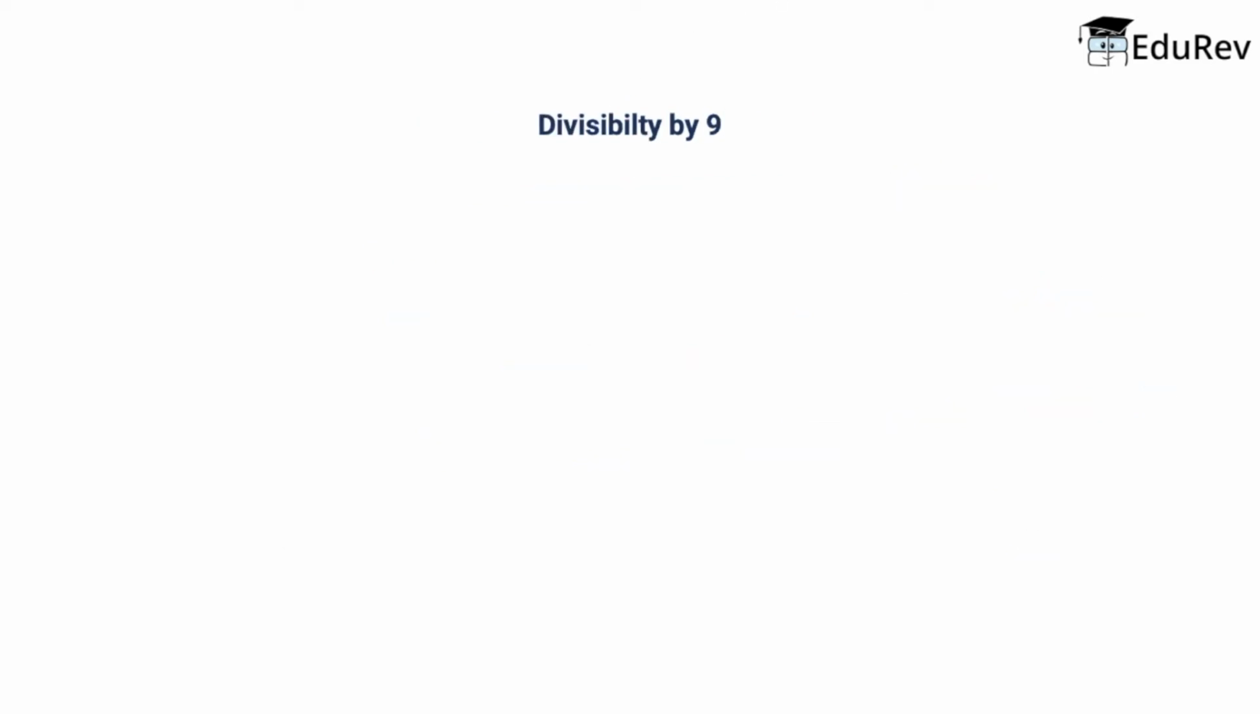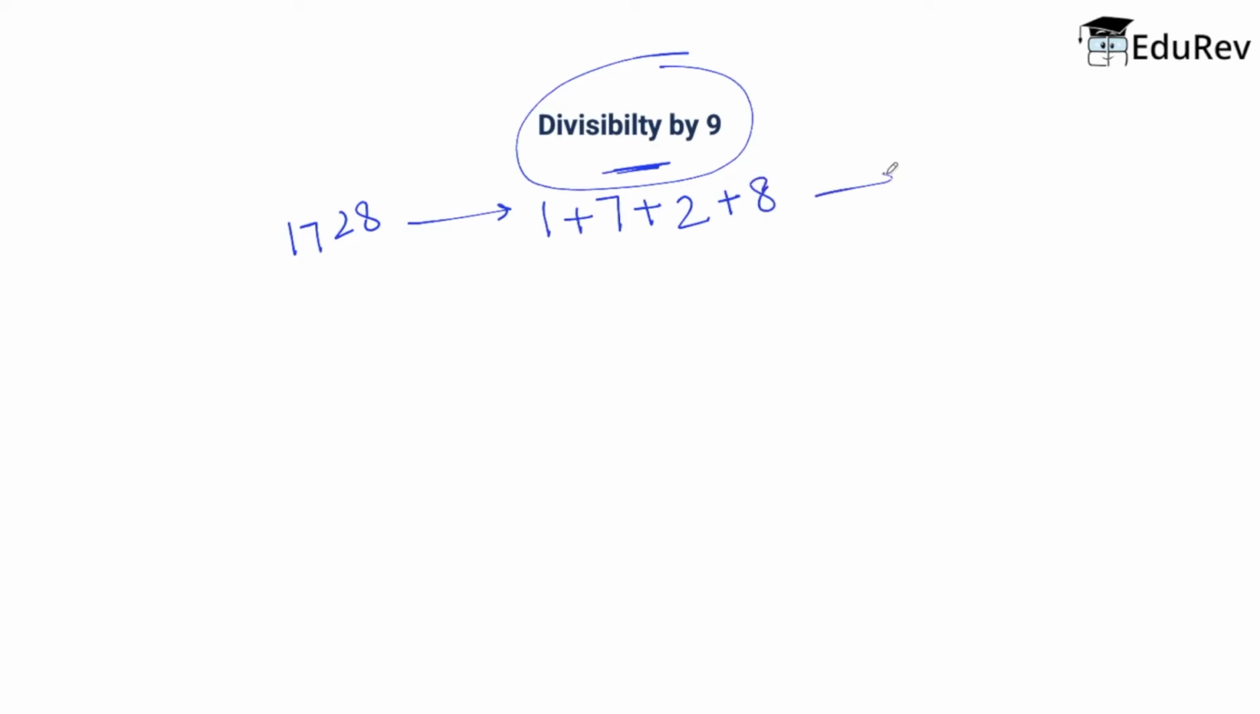Alright students, let's see how we can check whether any number is divisible by 9. Now the divisibility rule of 9 is that if a number is divisible by 9, then the sum of the digits should be divisible by 9. That's it. That is all. So let's see this with the help of an example. Let's say we have 7172 8. Now when I add all the digits, it's 1 plus 7 plus 2 plus 8. Which is nothing but 18. And we know that 18 is divisible by 9 because 9 twos are 18.